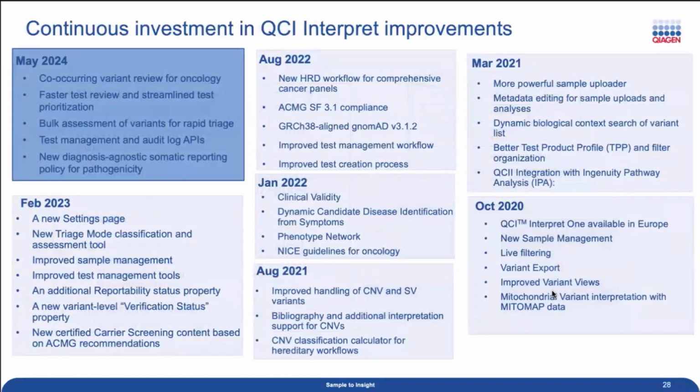The QCI team is constantly working on adding new enhancements and features catering to our customer needs and also to keep up with the latest trends in the field. On these lines, the latest release of QCI Interpret One has several new features focused on enabling users to scale up with ease and efficiency, such as flagging of co-occurring variants and interactions within the app, features that enable faster test review and streamlined test prioritization, bulk assessment of variants that enables you to rapidly triage and hence save time, and many more features.